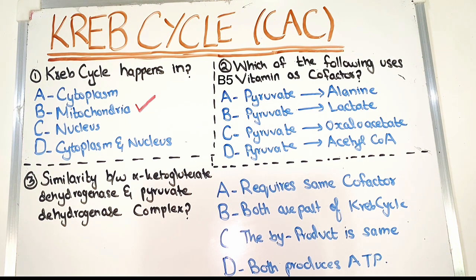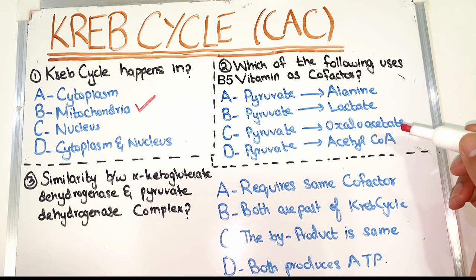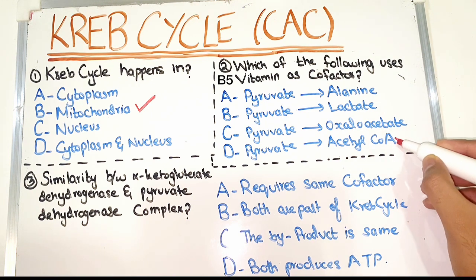So the second question is: which reaction uses vitamin B5 as cofactor? Please understand vitamin B5. Let's discuss all the options. First is pyruvate into alanine. Pyruvate into alanine uses vitamin B6. Pyruvate into lactate uses vitamin B3. Pyruvate into oxaloacetate uses biotin. So the last option is left, which is true, that pyruvate into acetyl CoA uses vitamin B5.